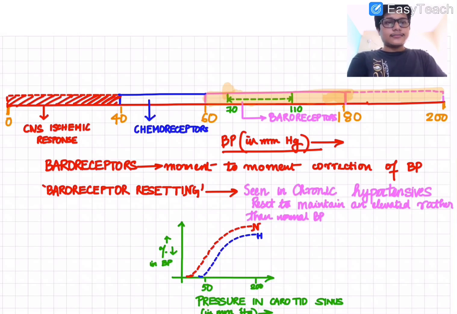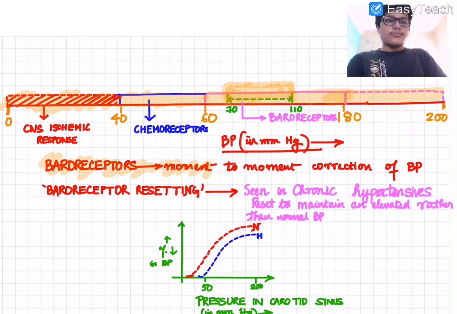Okay, and this portion is given in Ganong that the baroreceptor activity is maximal when the blood pressure is between 70 to 110. Now, what happens when the blood pressure falls below 60? This is when the chemoreceptor activity begins, and the chemoreceptor activity persists for blood pressures between the range of 40 to 60 millimeters of mercury. Beyond 40, the chemoreceptor reflex will be blunted, and in this region, it's primarily the CNS ischemic response.